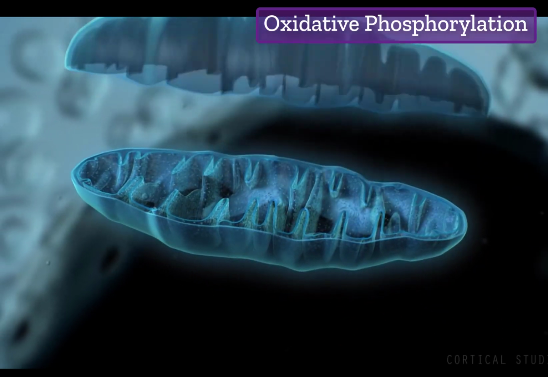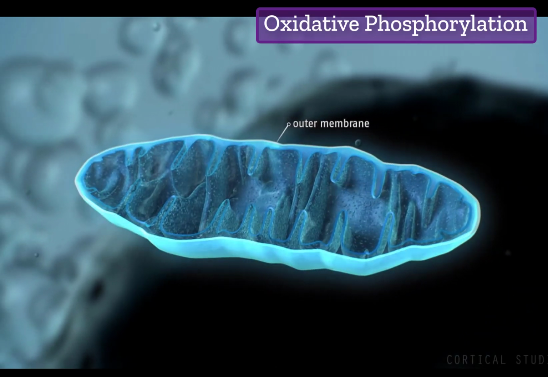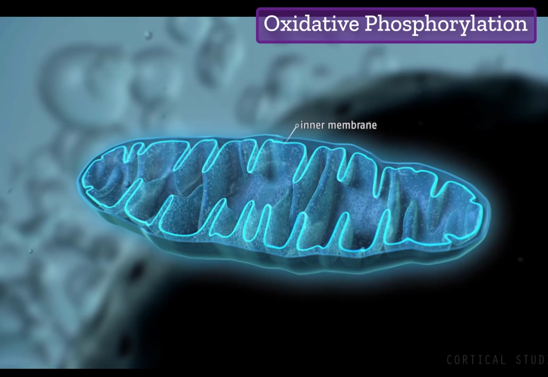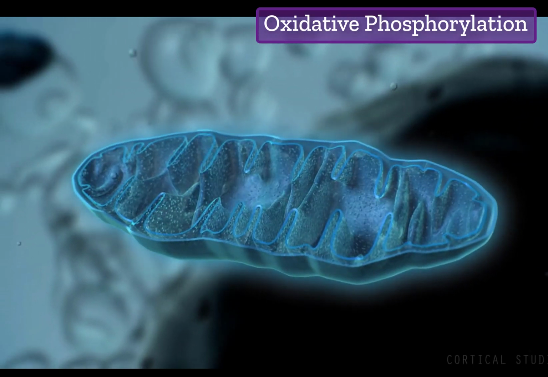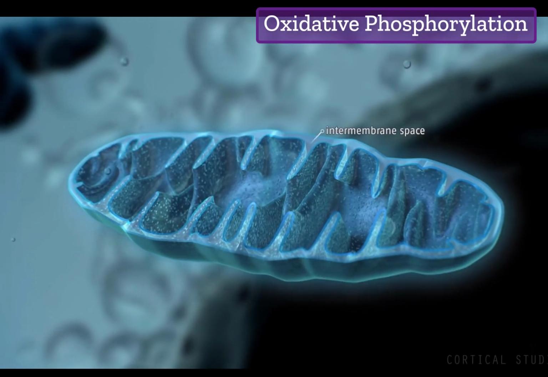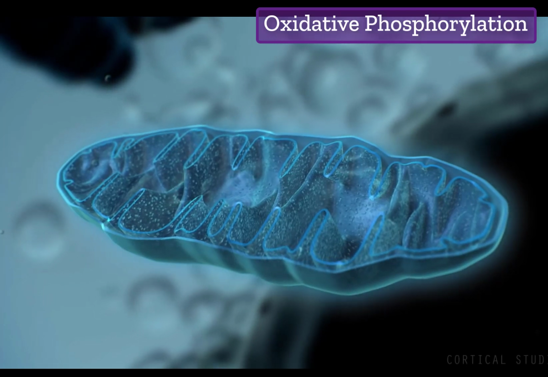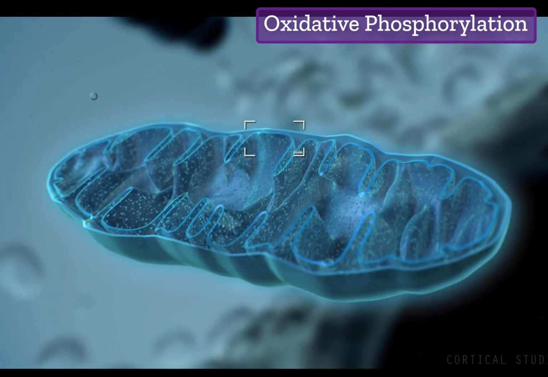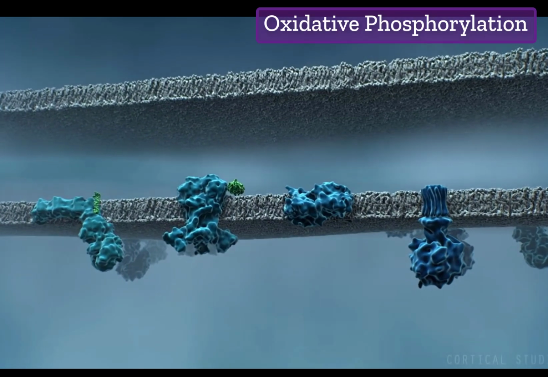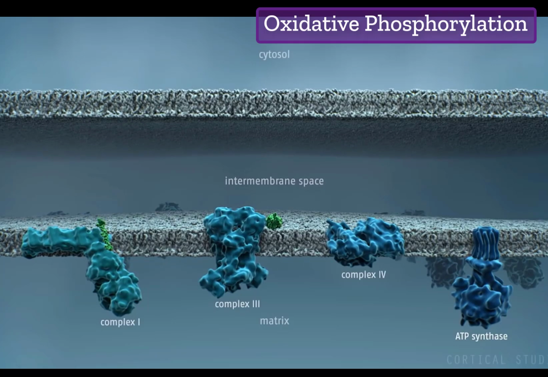Mitochondria consist of 2 membranes, an outer membrane separating it from the cytosol, and an inner membrane surrounding the so-called matrix. The area between these membranes is called the intermembrane space. ATP is generated at the inner membrane of mitochondria by an efficient mechanism called oxidative phosphorylation, involving several membrane protein complexes.